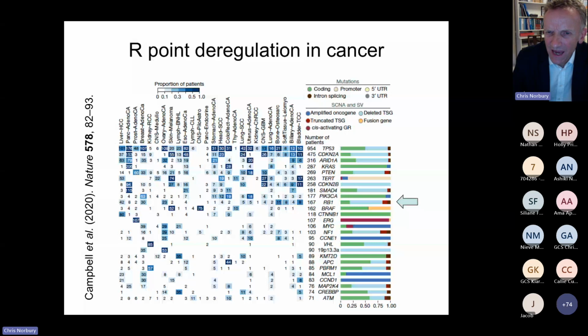And CDKN2A and CDKN2B are inhibitor proteins that inhibit the cyclin D-dependent protein kinase. So these genes are frequently mutated because they allow cancer cells to commit in an unregulated way to new cell cycles. So I'm interested particularly in the cyclin D1 down here because that's the component of a cyclin-dependent protein kinase.